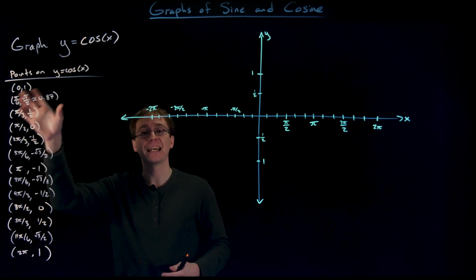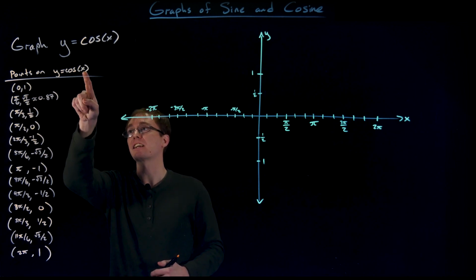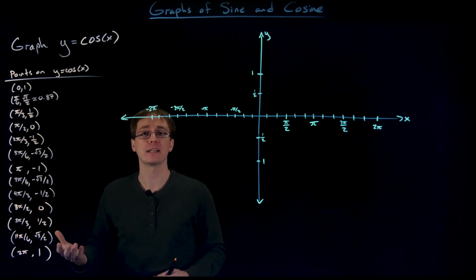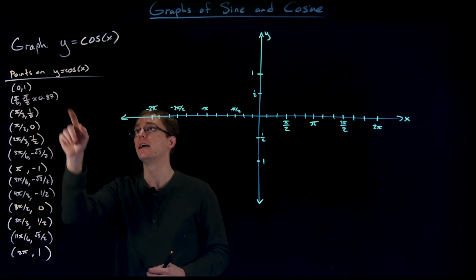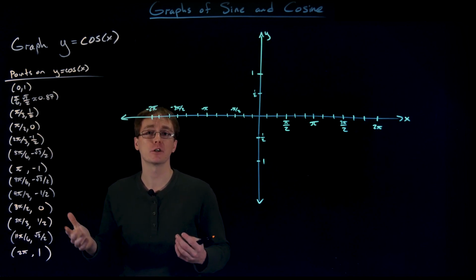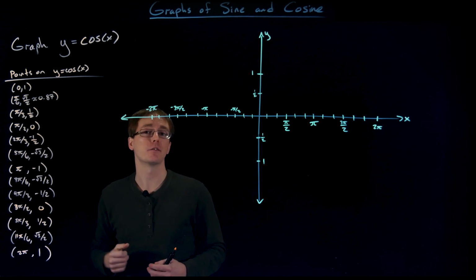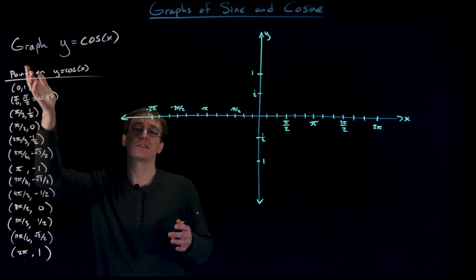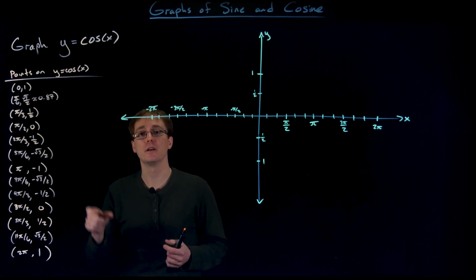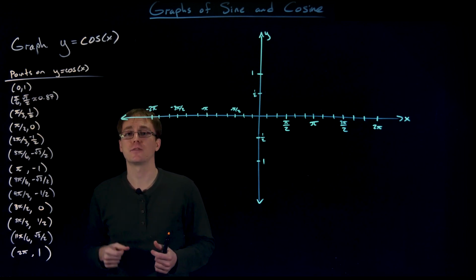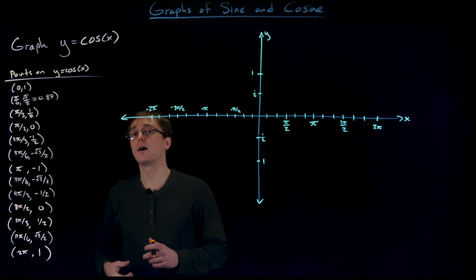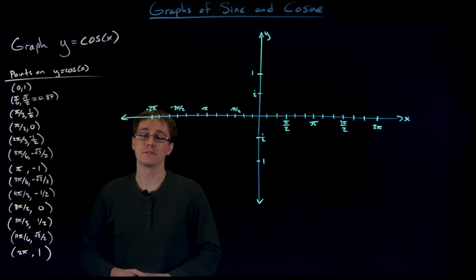Remember, these points are again coming from the unit circle. The x values or the inputs here are the arc lengths or angles as we travel around the unit circle, and the y values now are the outputs of our cosine function. These are not the y coordinates of the points on our unit circle. These points that we are graphing, the y values of these points, the outputs of our cosine function, are really coming from the x values of points around our unit circle. So let's go ahead and plot these points and see what kind of shape we get.